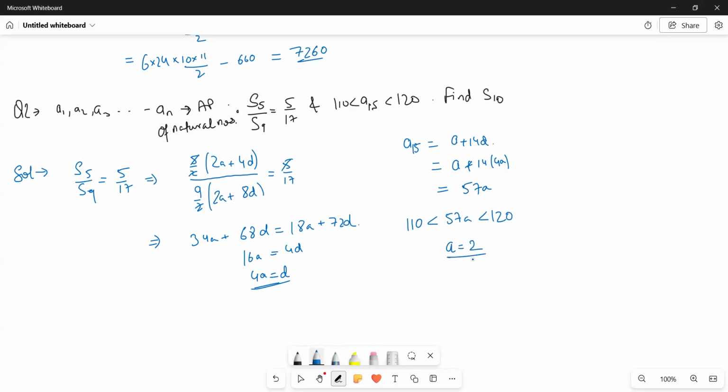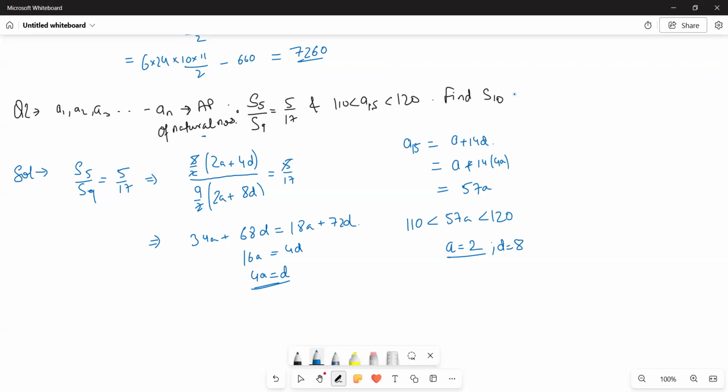The only possible value of A would be 2, considering that A has to be a natural number, and A15 also is a natural number. So the only natural number 57A can be between 110 to 120 would be when A is equal to 2, which becomes 114. But if A is equal to 2, that implies that D would be 8.